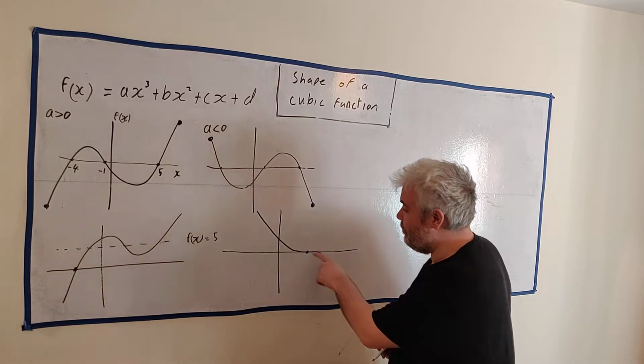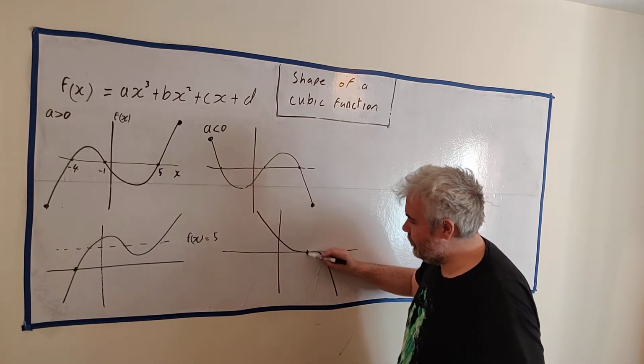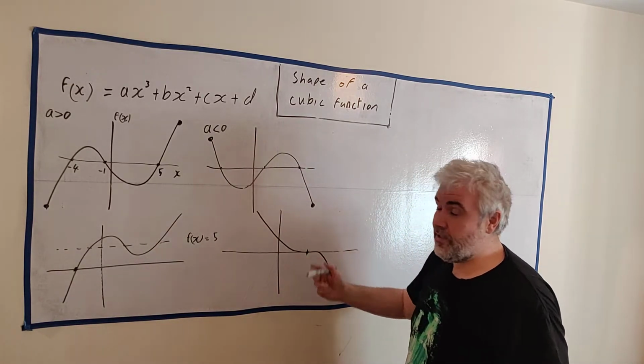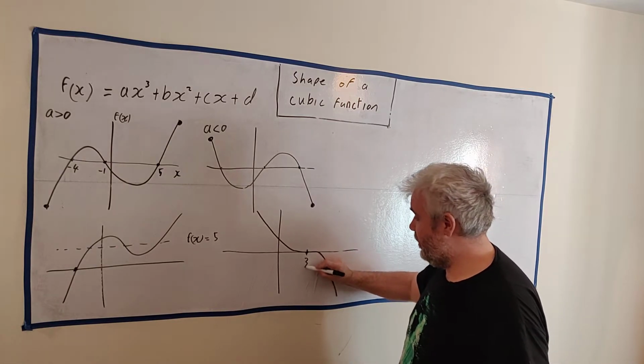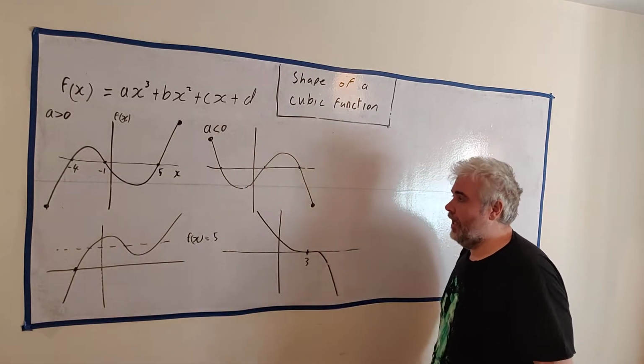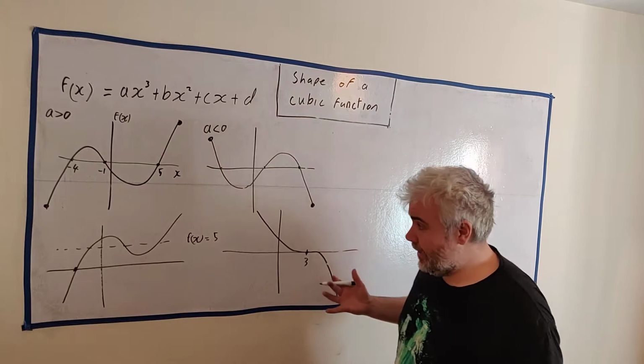If I knew the shape was like this and I knew this is the root, I could actually get the expression of this. Let's say that's 3. I'll do this one out as well quickly. That's it. That's generally it.